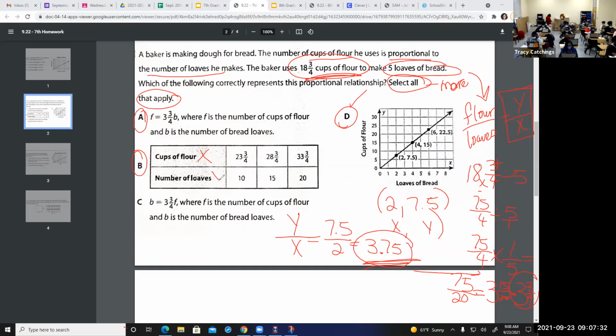So this a table, that's my X, that's my Y. What should you have divided? 10 divided by 20. Good job. You think that's gonna get us 3 and 3/4? B not it. B set it up incorrect.